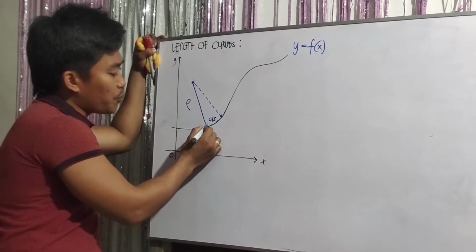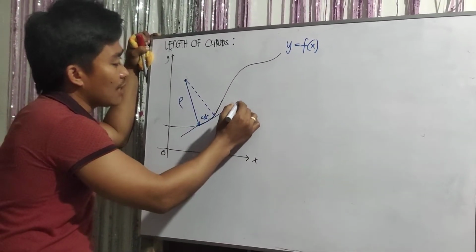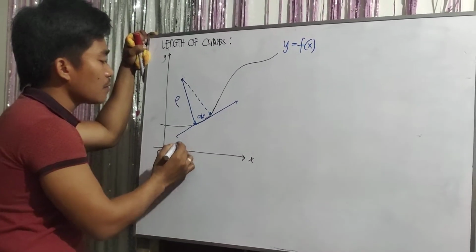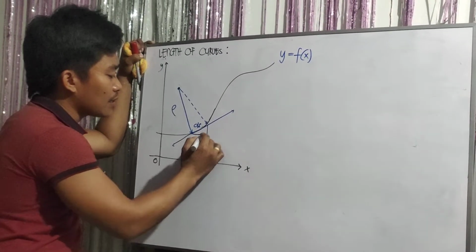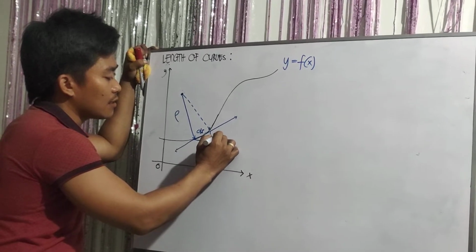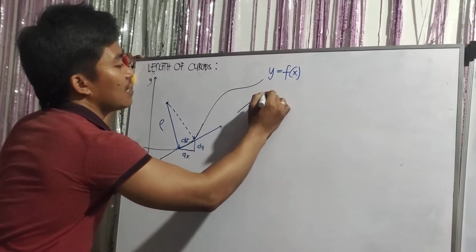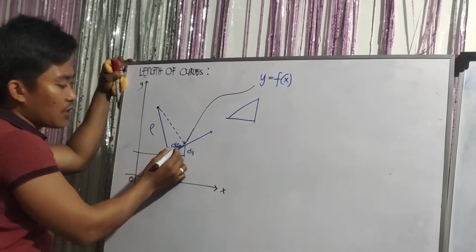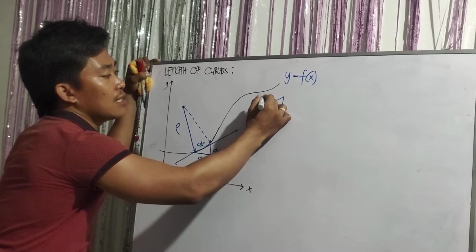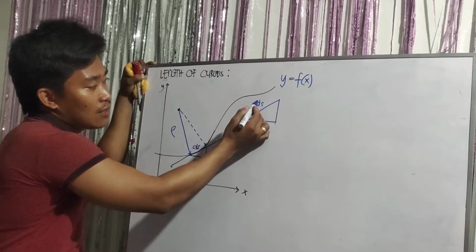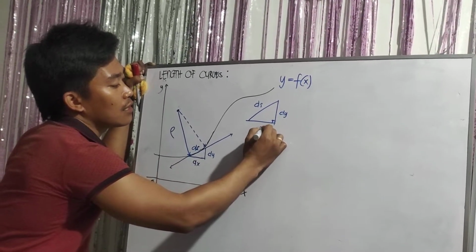Now, if you draw a tangent line at that point, okay? The slope of the tangent is what? This is dx and this is dy. Okay? Pag zinoom mo pa yan ulit, yung curve na length na ito is almost straight line na lang siya. This is ds. Okay? Dahil sobrang iksi niya, almost straight line na lang yung curve na yan. This is dy and this is dx.